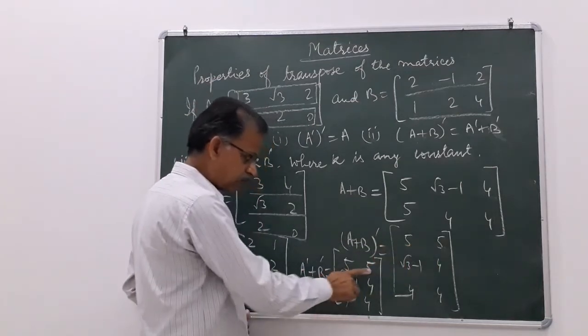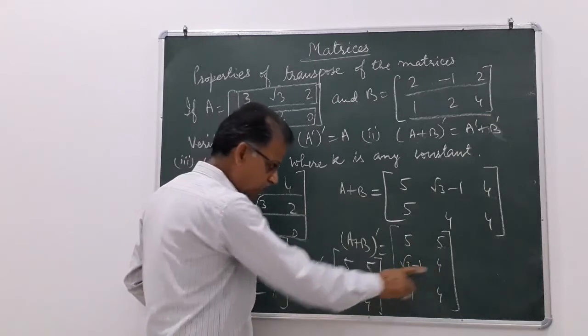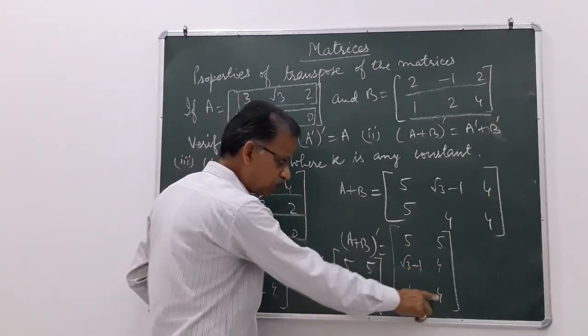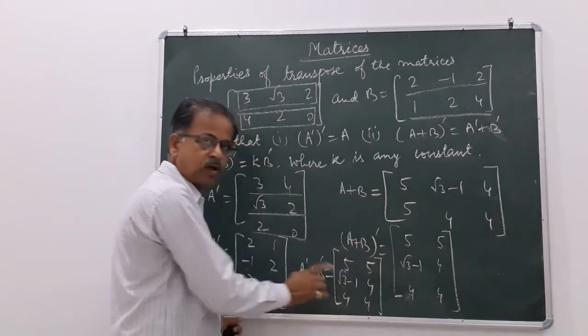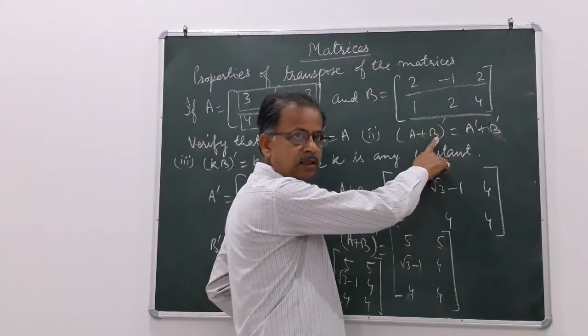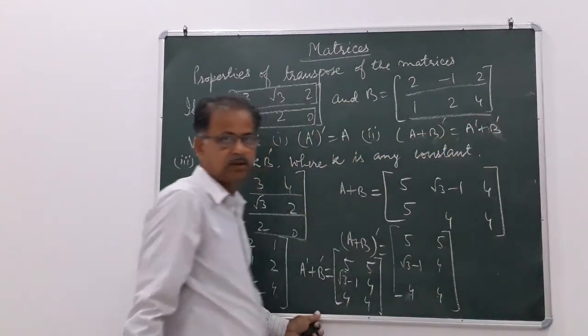Now check these two. 5, 5, 5, 5. First one is same. Root 3 minus 1, root 3 minus 1, 4, 4, 4, 4, 4, 4. It means these two are equal. So transpose of A plus B is sum of transpose of A and transpose of B. Okay.